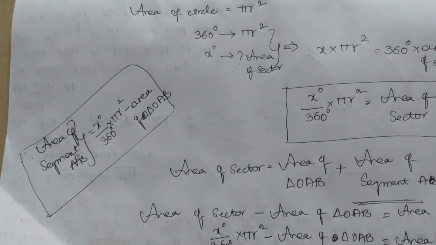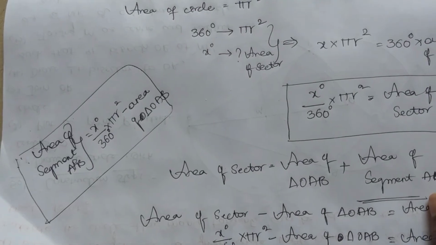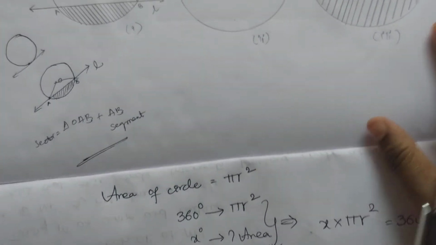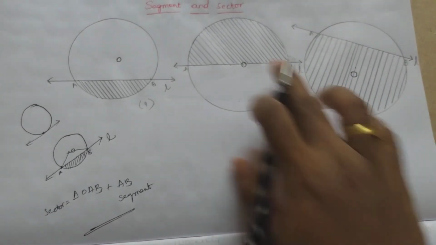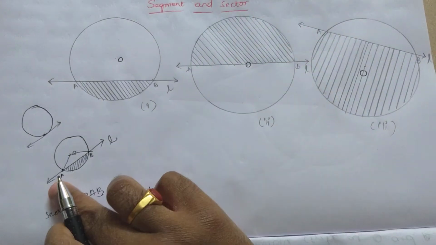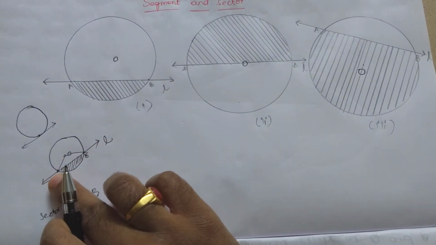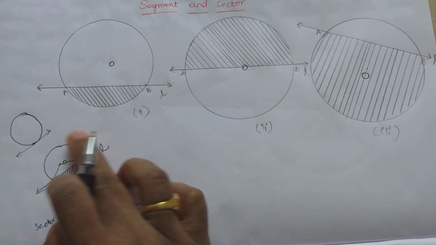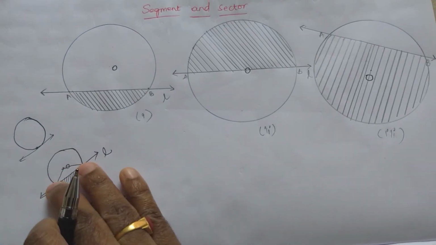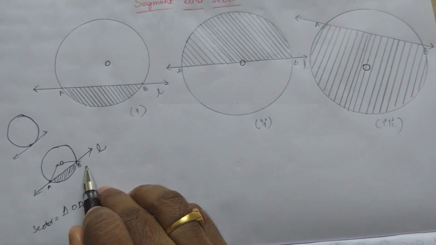So just let me give you a brief explanation now. Okay. So first thing, what is the difference between a sector and a segment? I told you that when a secant of a circle passes through the circle, it intersects the circle at 2 points, that is A and B.